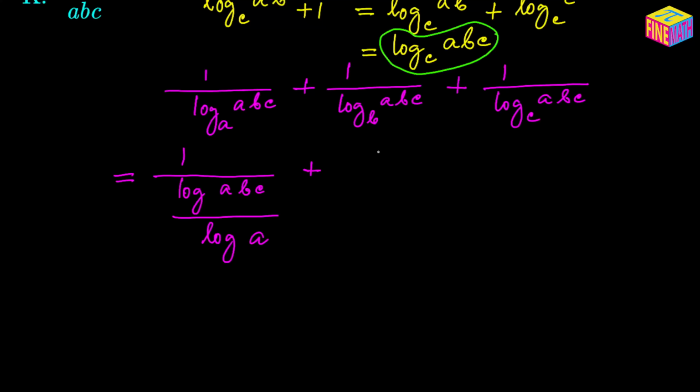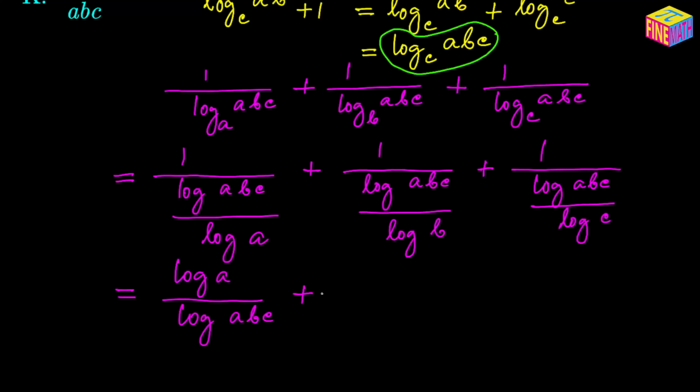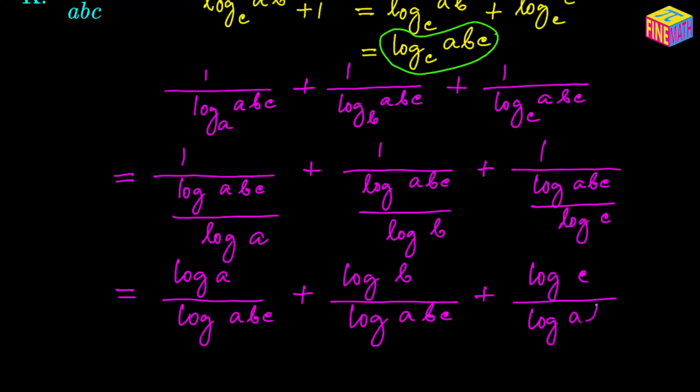Similarly, the second one can be written as common log of ABC over common log of B. The third one also can be written as common log of A times B times C over common log of C. Now if we flip them, it would be common log of A over log of A times B times C, plus common log of B over log of A times B times C, plus common log of C over log of A times B times C.